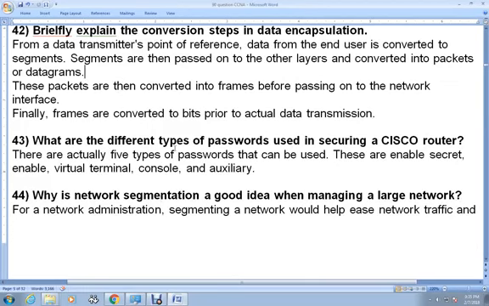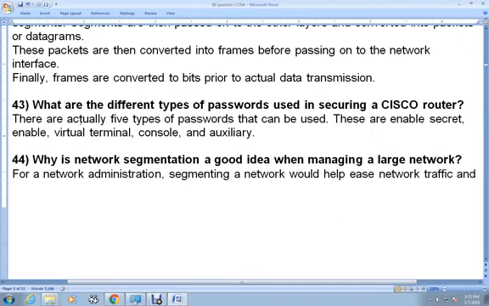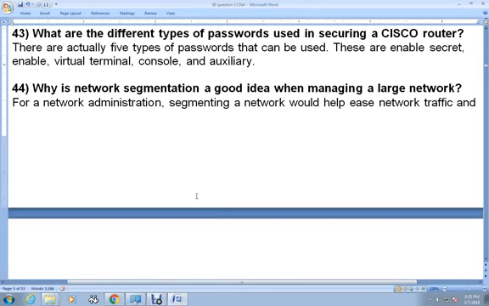What are the different types of passwords used in securing a Cisco router? There are actually five types of passwords that can be used. These are enable secret, enable, virtual terminal, console and auxiliary.